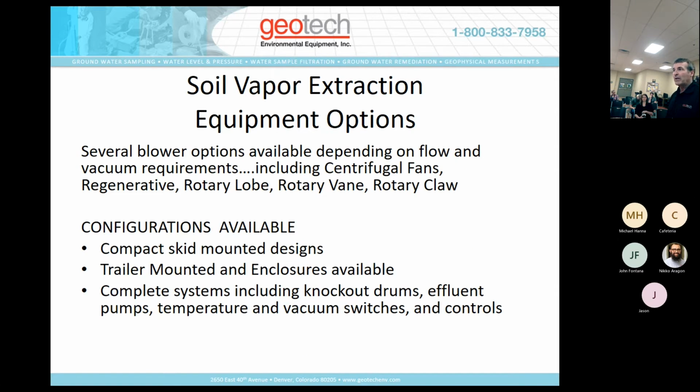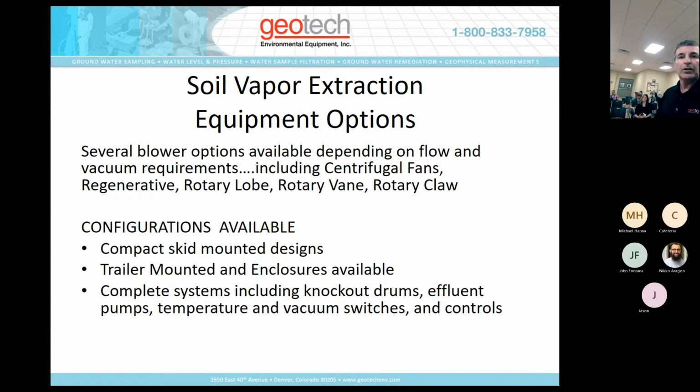And so for the equipment options, we have several different blower options depending on what you need for vacuum and flow. They include fans, a regenerative blower, which is on this skid here, a rotary lobe or rotary vane, and a rotary claw. Again, we would design a system based on what you need for vacuum and flow, and then size and design that blower based on that application. We can provide them on a skid, much like you see here, trailer mounted, or inside of an enclosure. Complete systems include knockout drums, a transfer pump, different gauges and switches and controls.